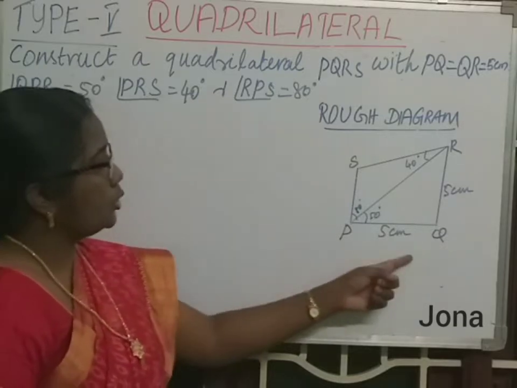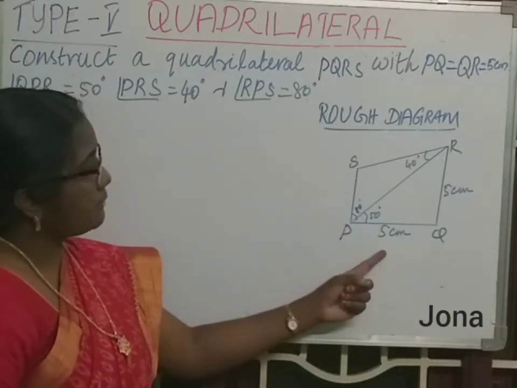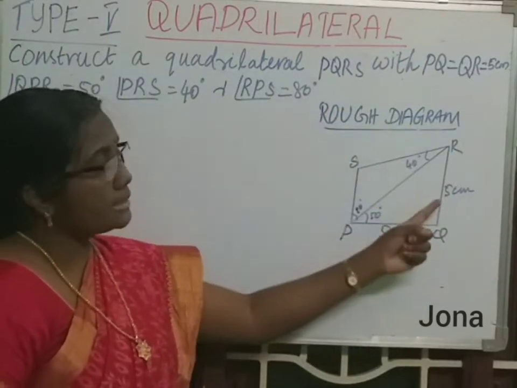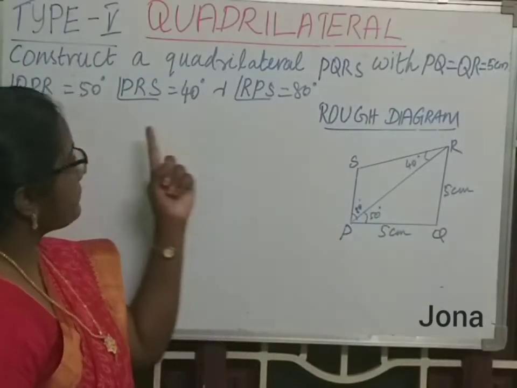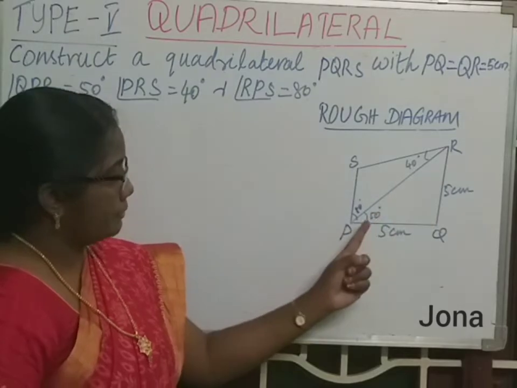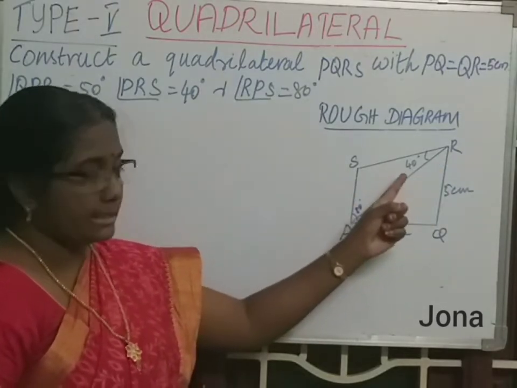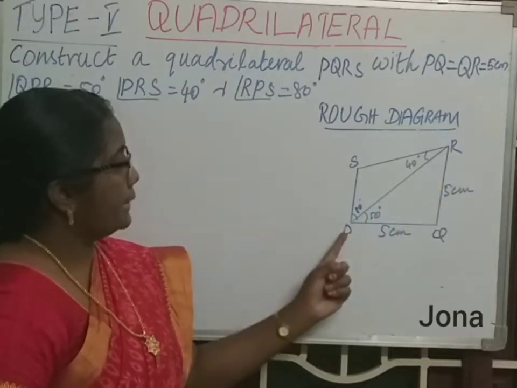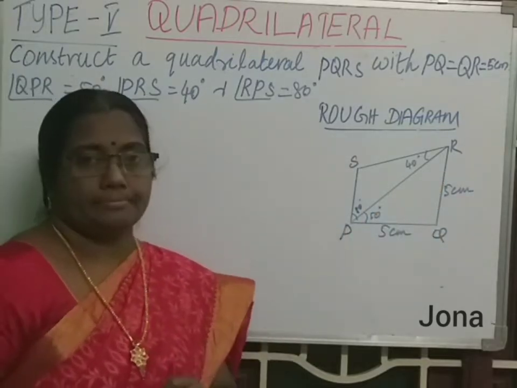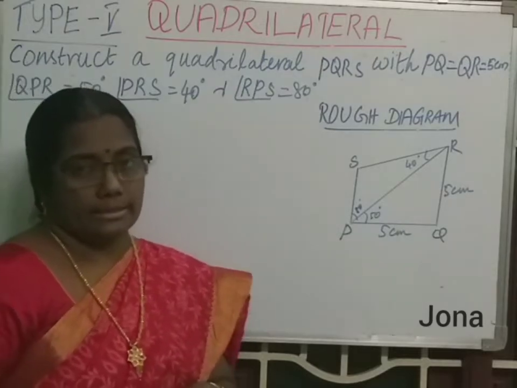So here PQRS is the quadrilateral. Here PQ is 5 centimeter and QR is also 5 centimeter. Then angle QPR is 50 degree, then PRS is 40 degree, then RPS is 80 degree. Okay. So with these measurements, I want to draw the quadrilateral here.